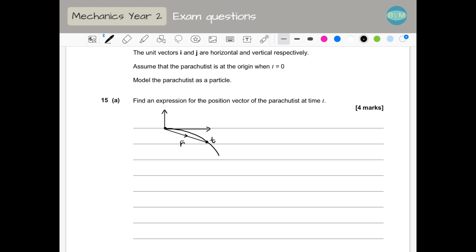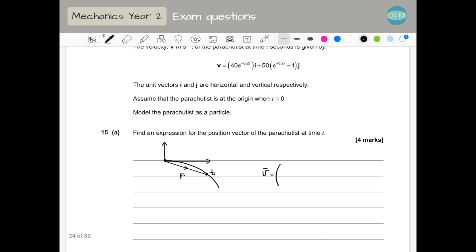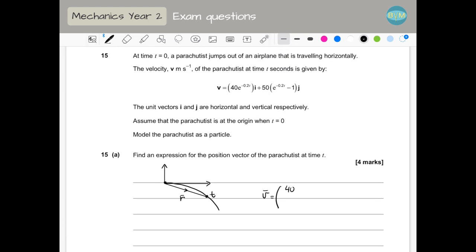We have the velocity function, or the velocity vector, which is this one: 40 e to the power of minus 0.2t, and 50 e to the power of minus 0.2t minus 50. Expanding the brackets is going to be easier to see. Yeah, this is the velocity.